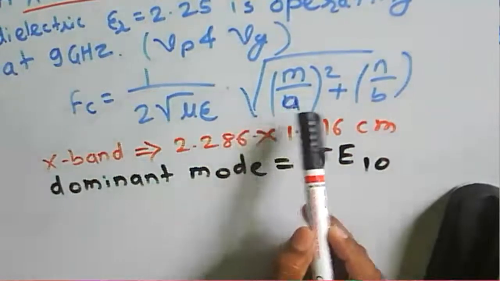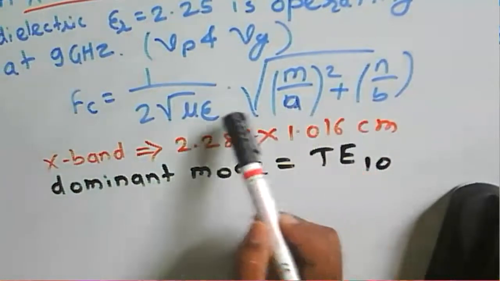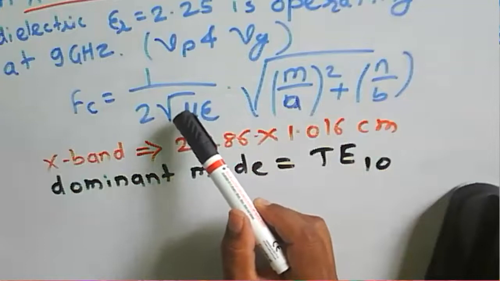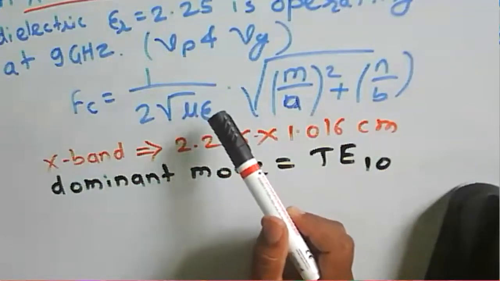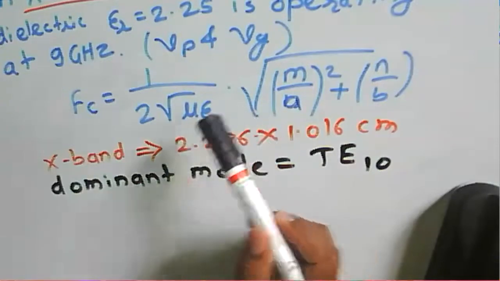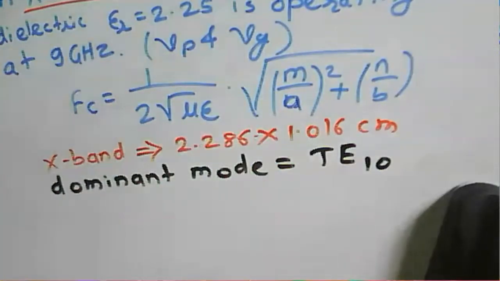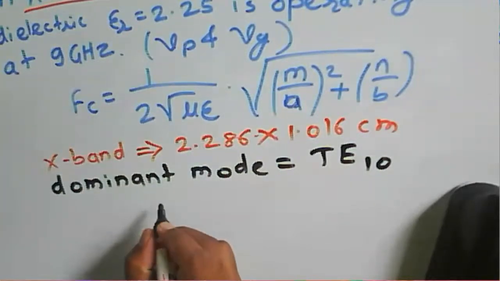Put those values of a and b here. Put only mu 0, and for epsilon, it will be epsilon and epsilon 0. And then we will get the cutoff frequency. After solving this, we will get the cutoff frequencies.